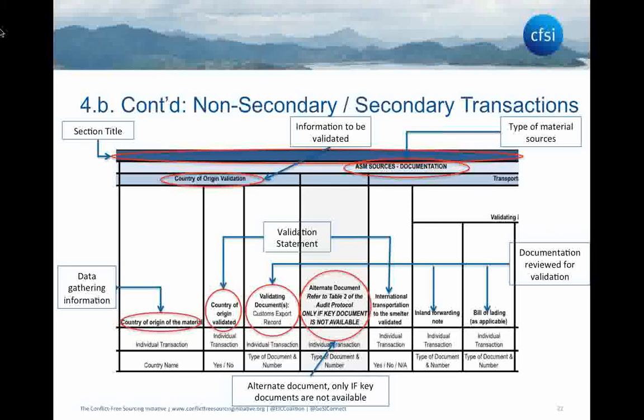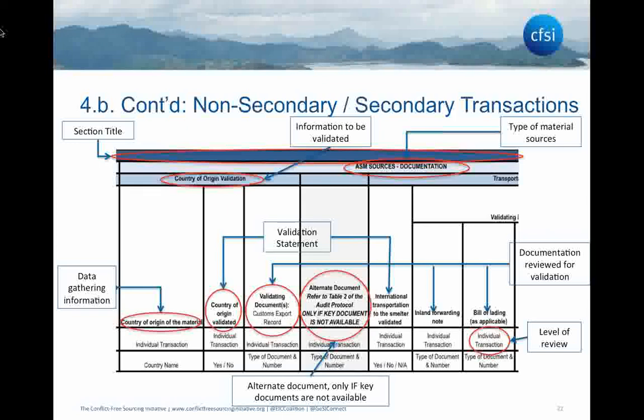There is no specific list of alternate documents included in the line item summary. However, reference is made to the respective table in the audit protocol for smelters and auditors to go back and double check whether the document is acceptable to validate the particular element that they are trying to validate. As you can see here, these cells are shaded in gray, which is again to emphasize that these are not mandatory documents and only need to be requested if the validating documents are not available for review.